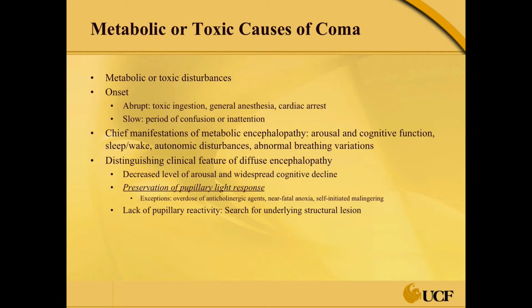Distinguishing clinical features of diffuse encephalopathy: you can get a decreased level of arousal and widespread cognitive decline, and you can get a preservation of the pupillary light response, which, remember, when you assess that, you're assessing cranial nerves 3 and 4, and then ultimately 6 when you ask for extraocular muscle movements in the patients as well. Exceptions to this: you won't see preservation of the pupillary light response in people who overdose on anticholinergic agents. Tricyclics would be a great example of that. Near fatal anoxia, and self-initiated malingering, right?